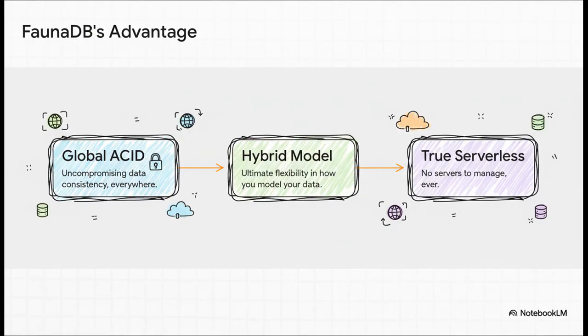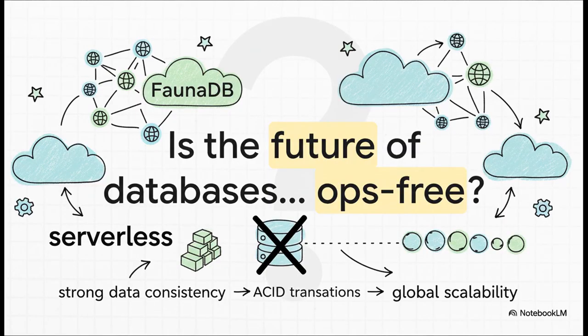So it really boils down to this three-part advantage. You get uncompromising data consistency everywhere on the planet. You get total flexibility in how you want to model your data. And you get a true serverless experience, meaning you never have to think about infrastructure. That combination is incredibly powerful. You know, FaunaDB's whole approach really makes you think. It pushes this idea that maybe developers shouldn't have to be infrastructure experts. It poses this really interesting question. Is the future of building applications a future that's completely free from operations, where we can just focus on creating? It's a compelling thought.